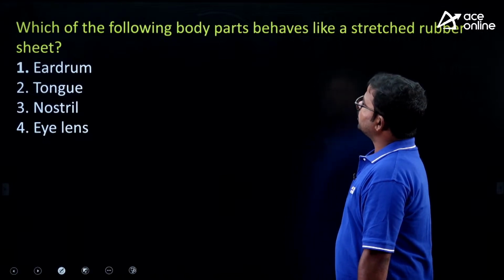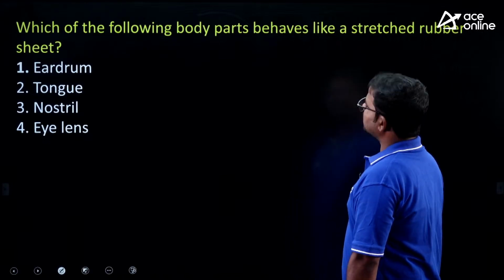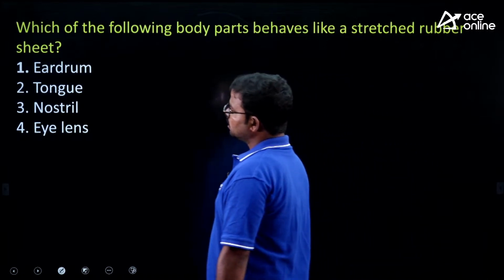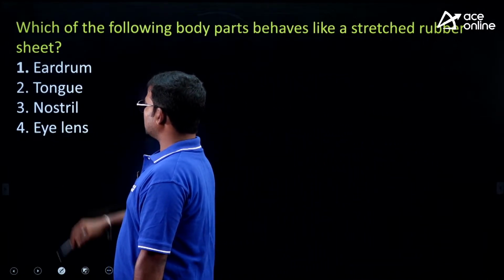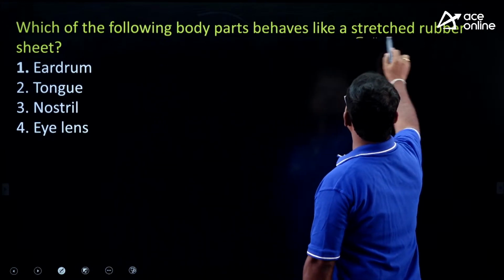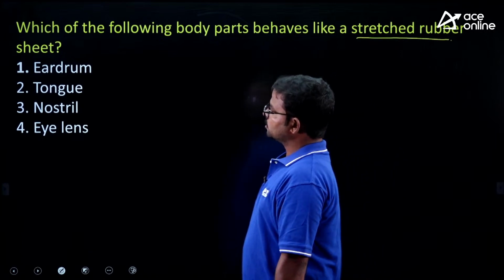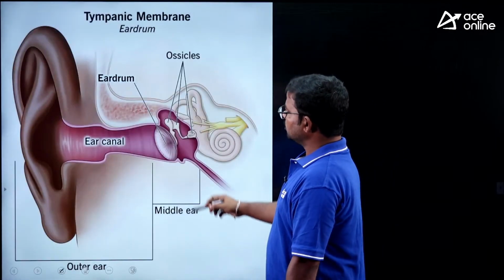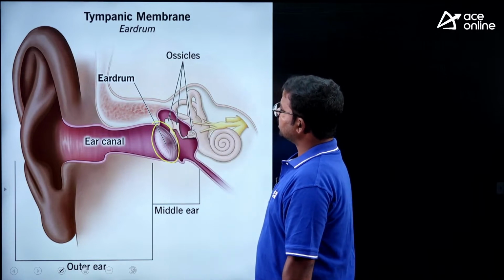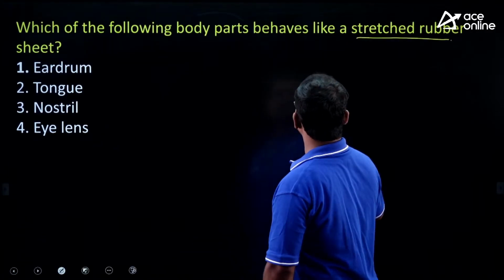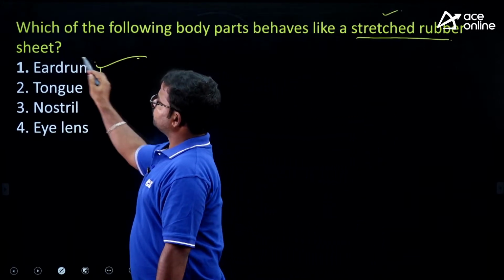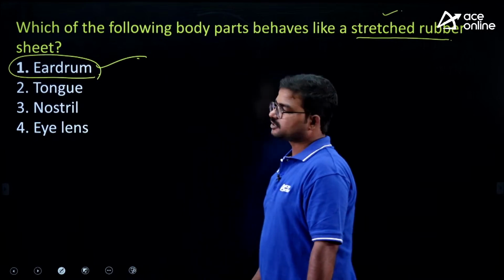Next, which of the following body parts behaves like a stretched rubber sheet? So eardrum, tongue, next nostril, next one eyelids. So which is considered under this one, a stretched rubber sheet. So here if you consider eardrum, mostly eardrum is considered under this category. Okay, it has the stretching phenomenon. So that's why option 1 is the right answer. Option 1 is the right answer.